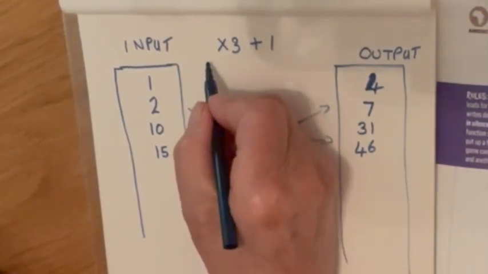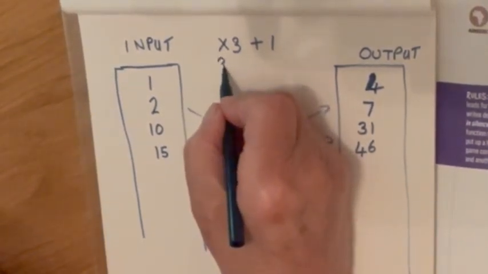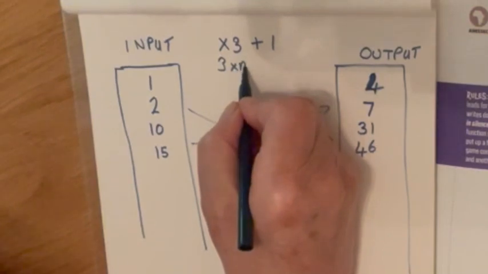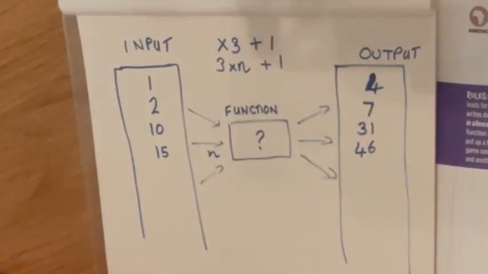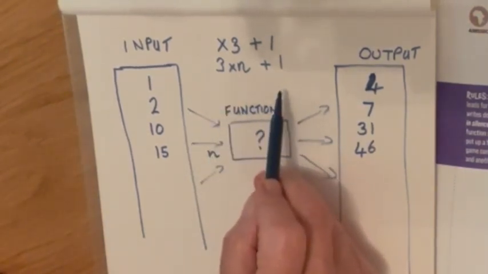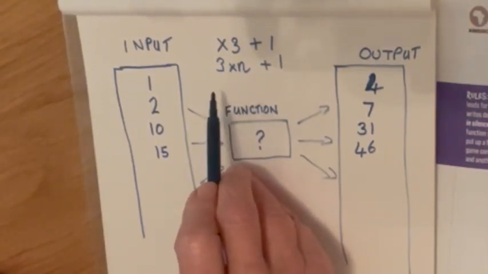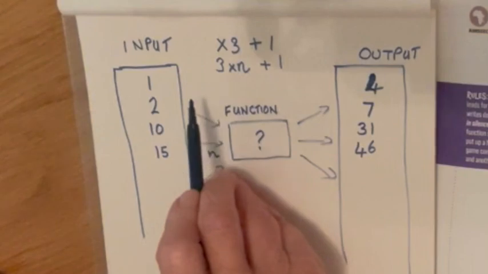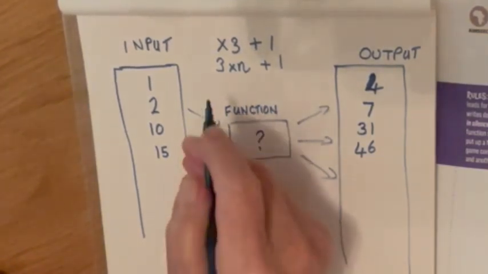So what did we multiply it by? 3 times n, right? We're calling that n. 3 times n plus 1. Now, if we just saw that, we'd be thinking, well, what do we do first? Do we multiply or add? Well, we should know that we multiply first, but let's make it absolutely clear.